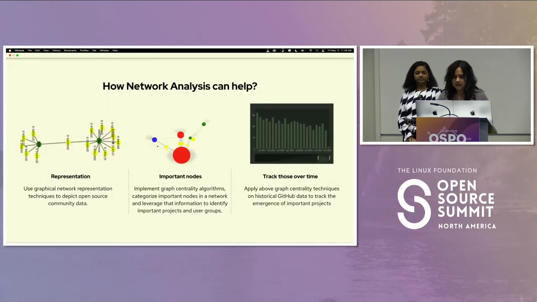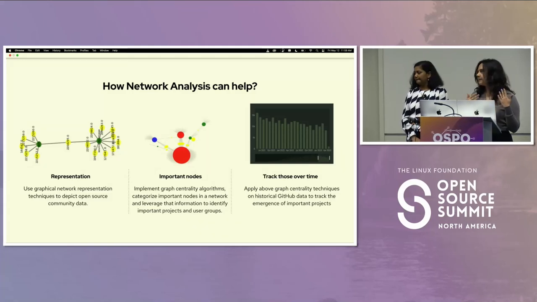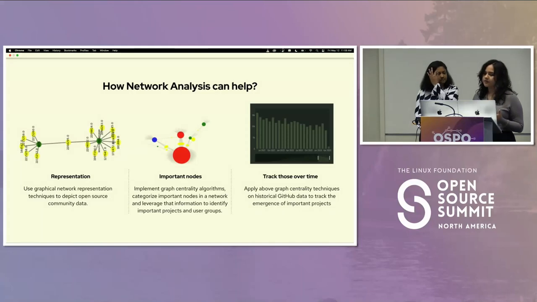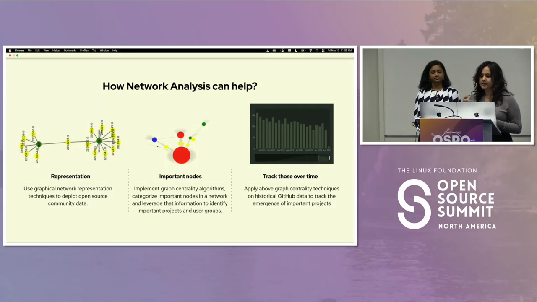So moving on to how can network analysis help? We did discuss our goals earlier in terms of getting early notification for projects, quantifying a project's maturity, and tracking communities around it. How can network analysis and graph analysis help? First, the representation. Representing open source communities as graphical networks can set the stage for various interesting insights and analysis and can actually help us drill down into the interconnections within the community.